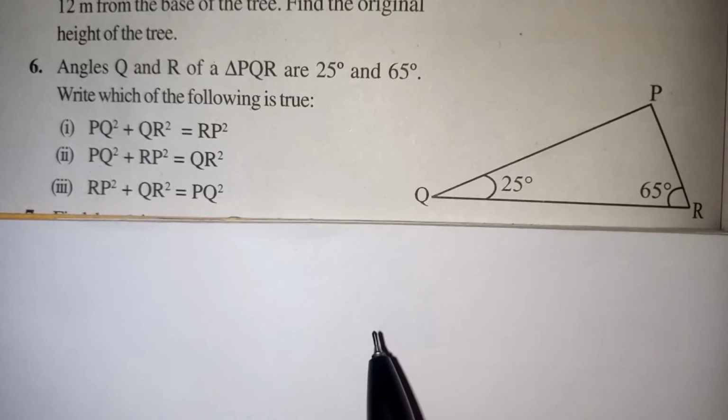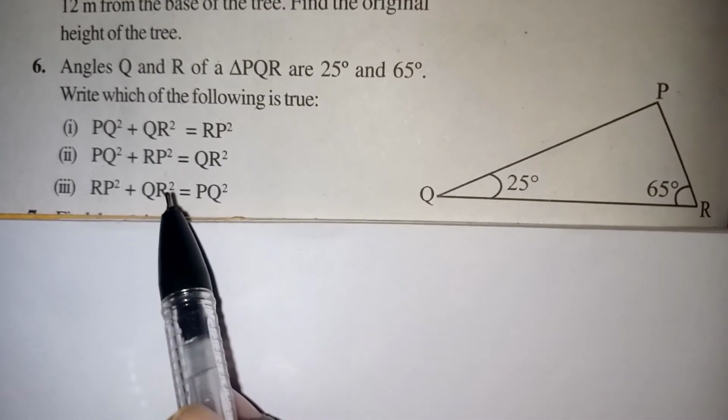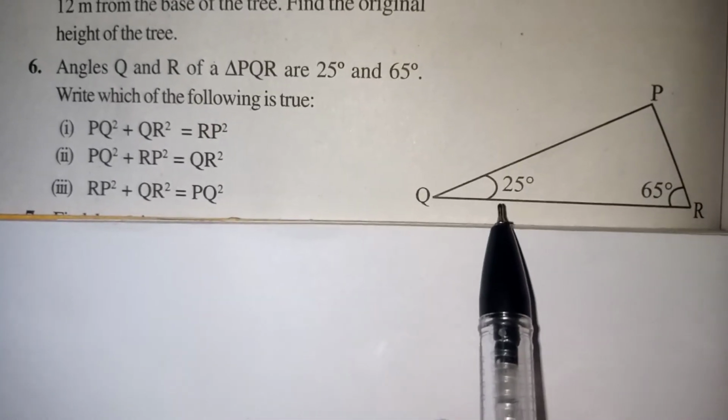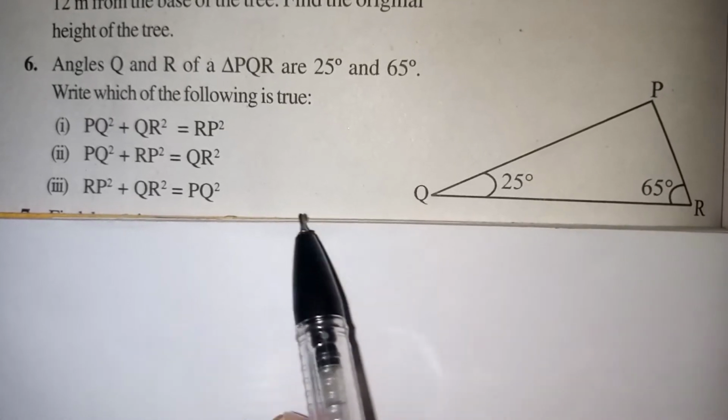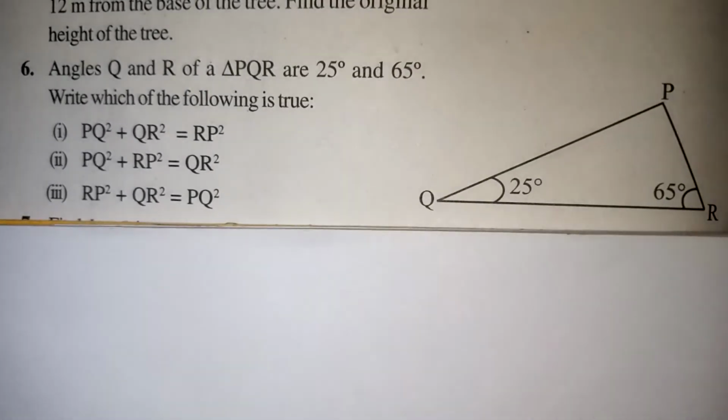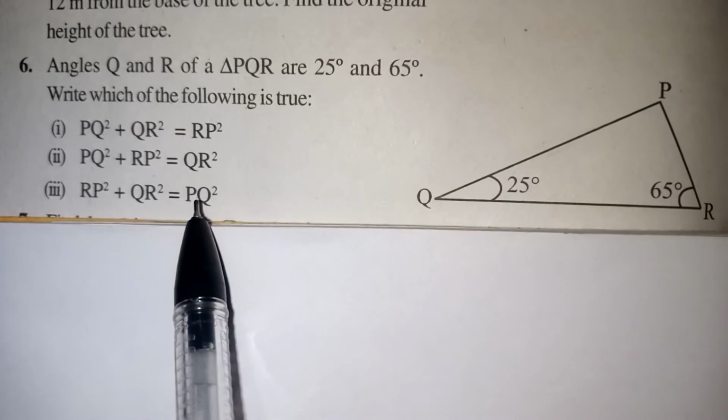Look at the sixth question now. Our question is: angles Q and R of a triangle PQR are 25 and 65. Which of the following is true? We have to choose the best answer. We need to find out which of the following is true.